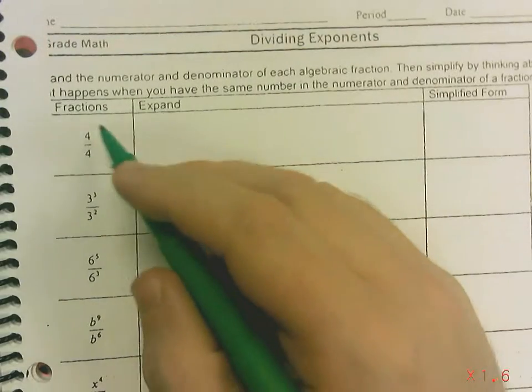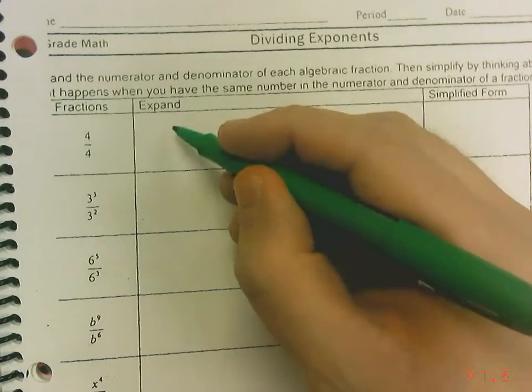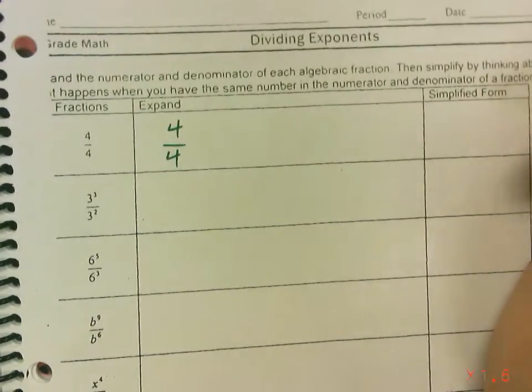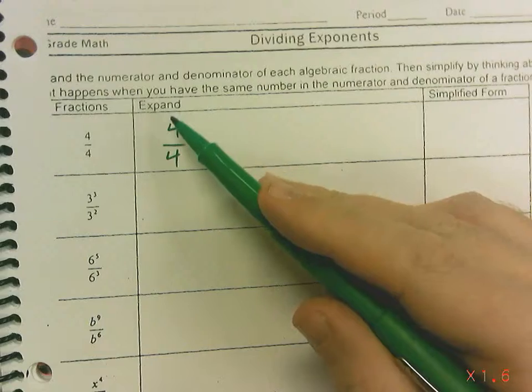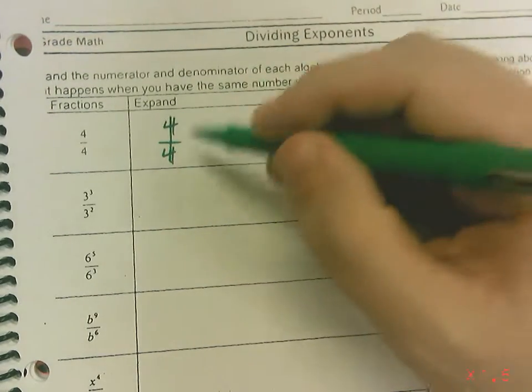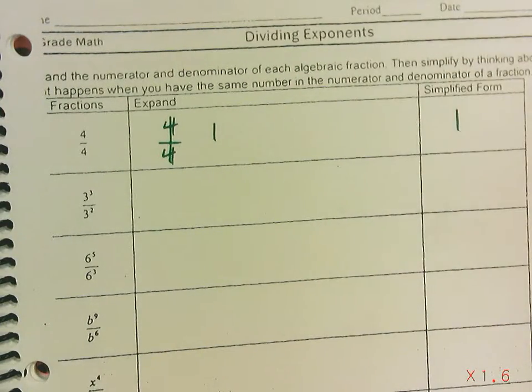It wants me to expand this fraction, 4 over 4. It doesn't have any exponents, so I can't really expand it. So it should be 4 over 4, right? One each. Then if I simplify it, what's 4 divided by 4? They would cancel each other out and it'd become 1. So the simplified form would just be 1, and that's my final answer there.